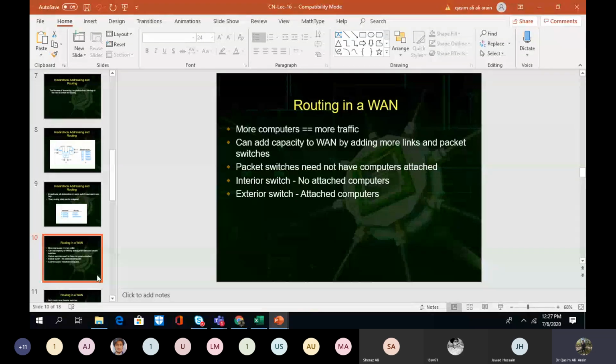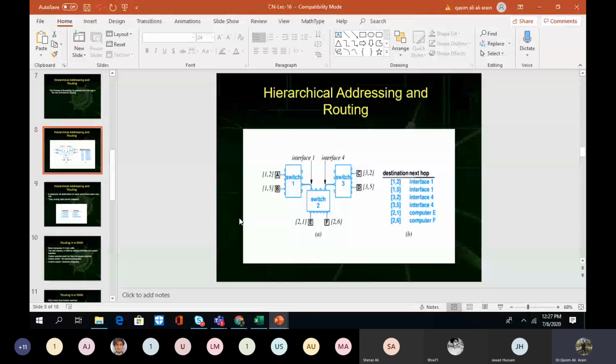When they are being connected with the outside computers. तो अगर हम इस डायग्राम की बात करें, इस डायग्राम में आपको कितने एक्सटीरियर स्विचेस नजर आ रहे हैं? All are being called as your exterior switches. There are no interior switches inside this particular diagram.